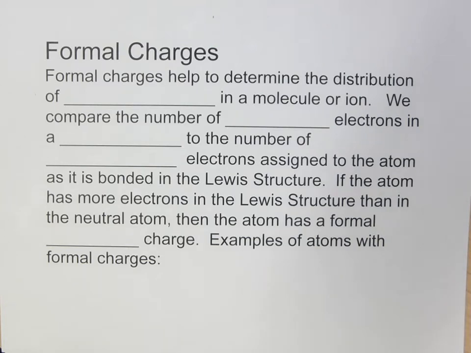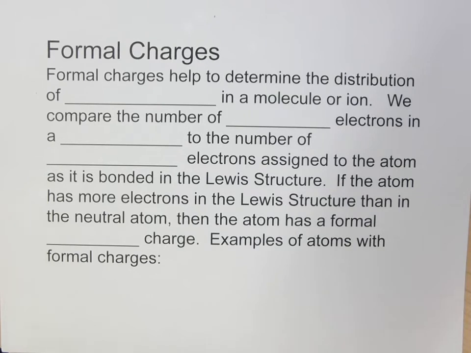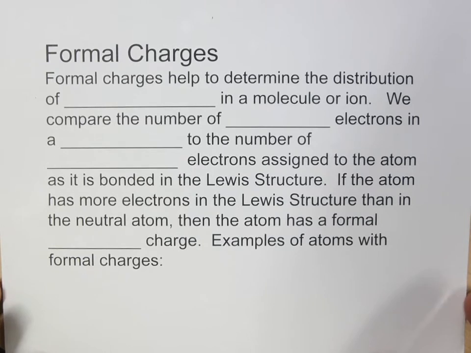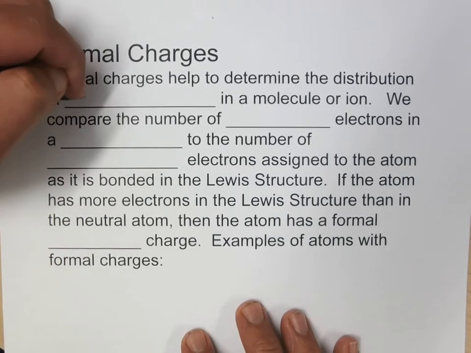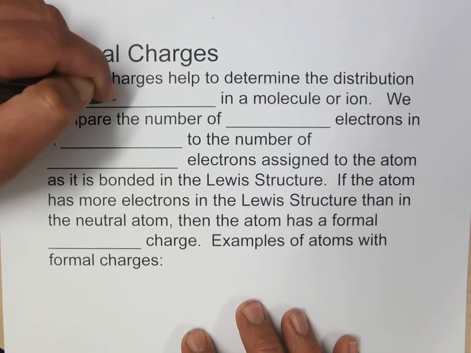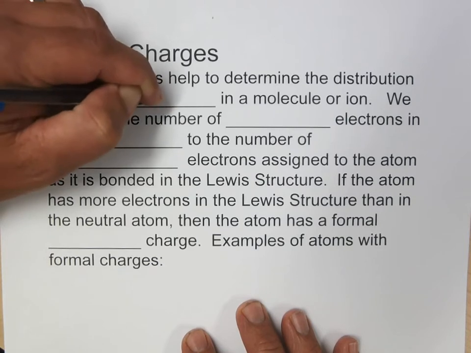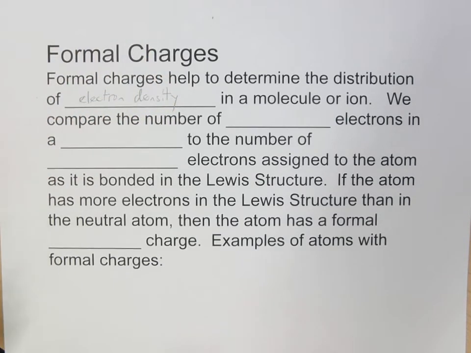One of the ideas that's very prevalent in organic chemistry for deciding what reactions might take place or how they might take place, and whether something is stable or not, is the idea of formal charges. And formal charges are not real charges, but they're a tool we use to help determine the distribution of electron density, and thus the distribution of charges in a molecule or ion.